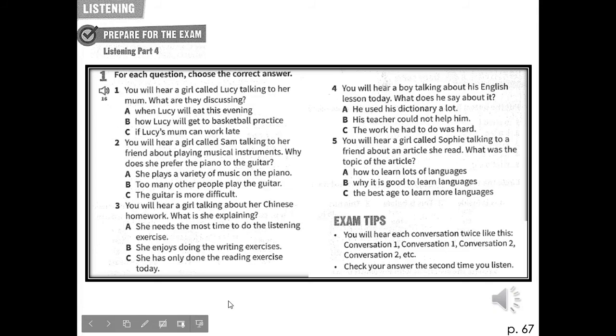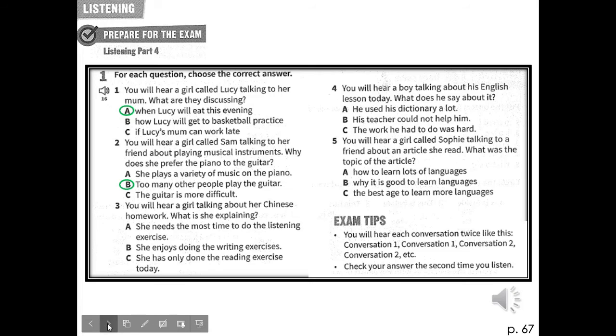Okay, so now let's check our answers for listening part 4. Number 1 answer is A, when Lucy will eat this evening. In the conversation, Lucy's mom says that she will come back home late due to work, so she wouldn't be able to cook before Lucy leaves for basketball practice. She will only cook after Lucy comes back from basketball practice. So answer is A. Number 2 answer is B.